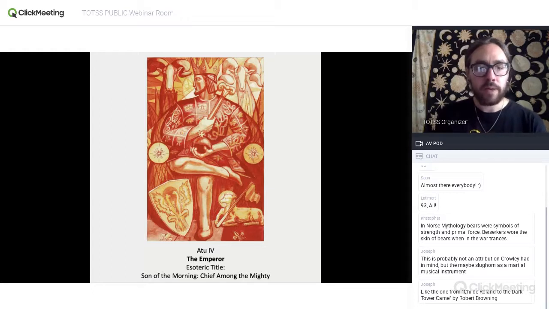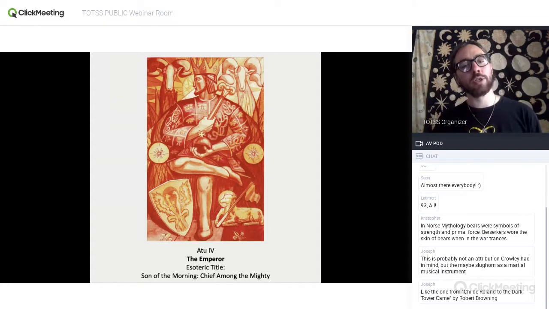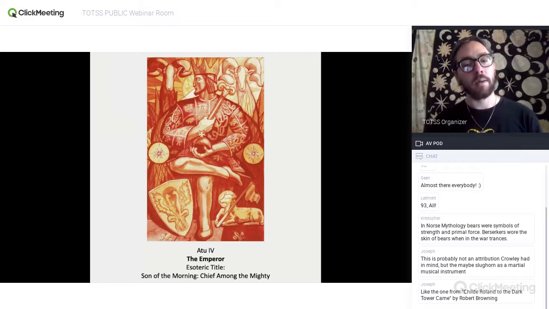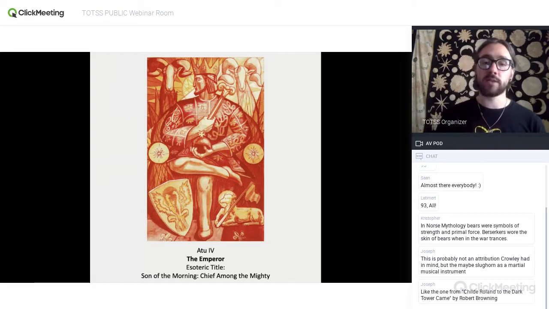Now we see the Emperor here. We see some rams in the background. We see the shield with the double-headed eagle there, and we can compare that shield to the Empress that we saw a few classes ago. Also, when we looked at the Empress, we saw how the shape that she's making with her body suggests the alchemical glyph for salt. And now the Emperor, as paired with her, his body shape suggests the alchemical glyph for sulfur.